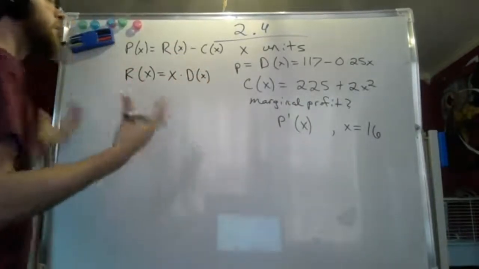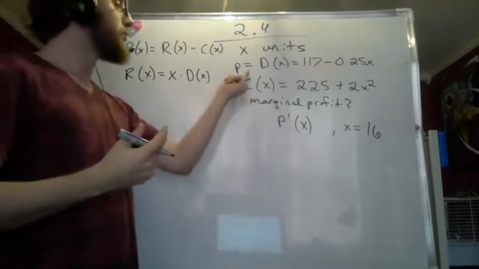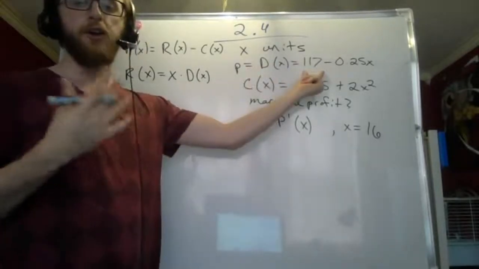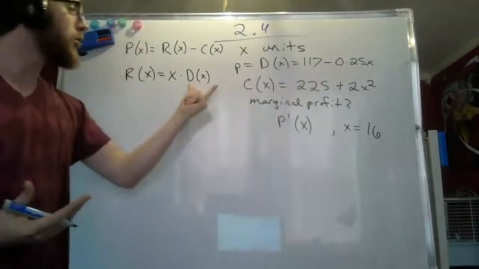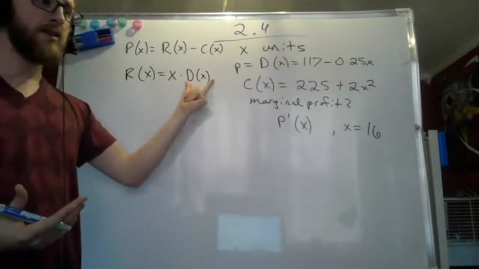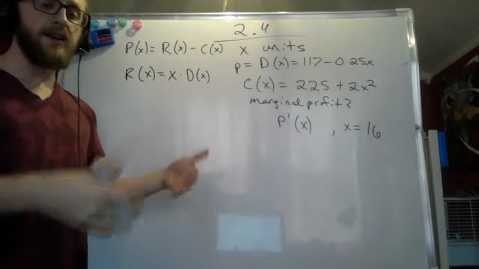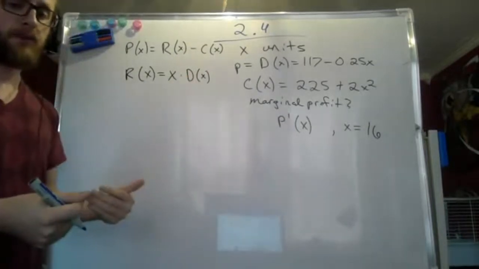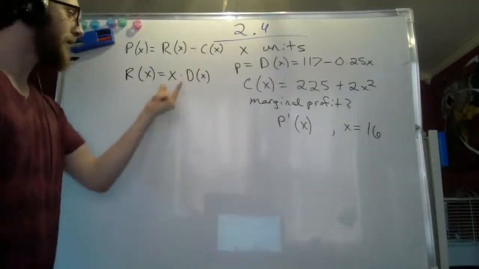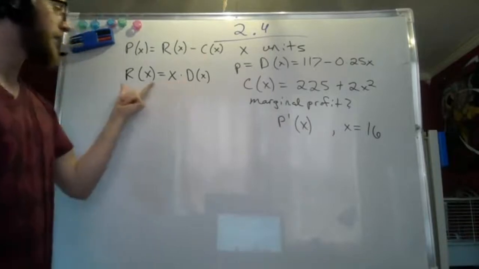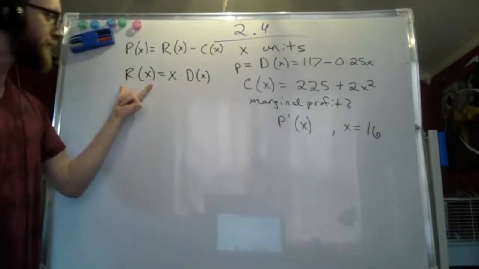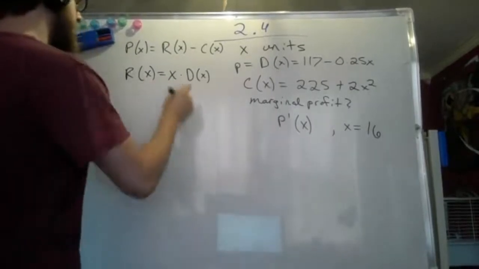Why? Well, demand is the price that you're selling your product at. But if you know what your price is, then price times the number of units you sell is the amount of money you bring in. What you're selling it at times the number you're selling, that gives you your revenue. So we can go ahead and calculate that.